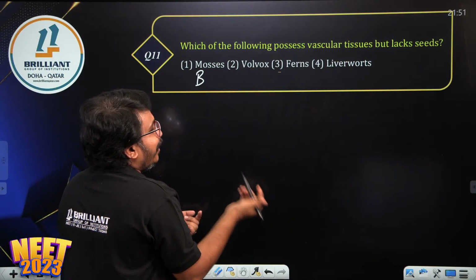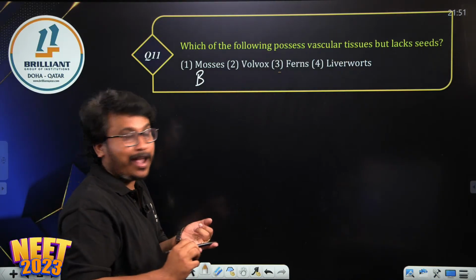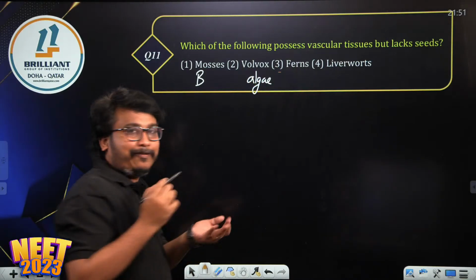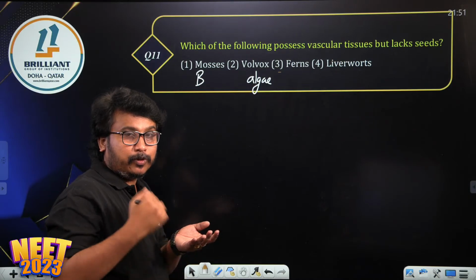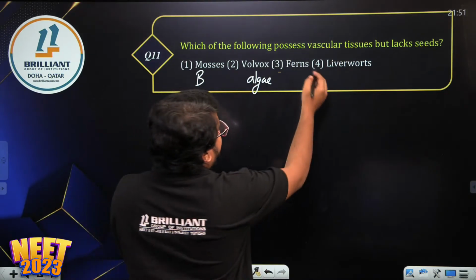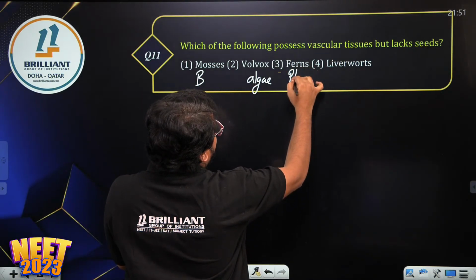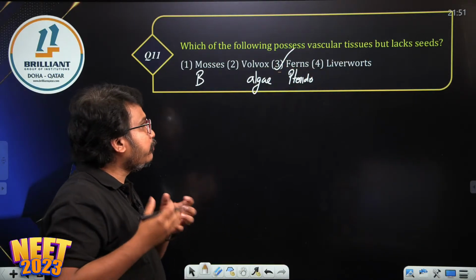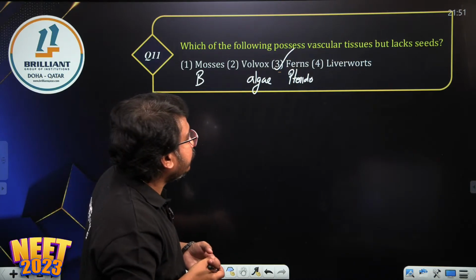Volvox, it is an algae. They don't have embryo, they don't have vascular tissue. Then ferns, they are the first true land plants to possess vascular tissue. So these are coming under pteridophytes. They are the first true land plants which will be producing the vascular tissue.